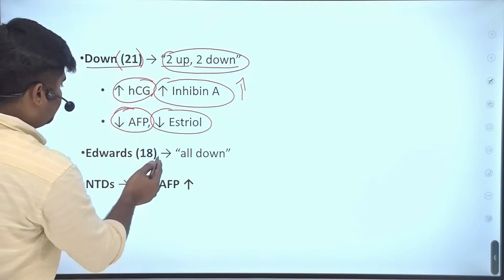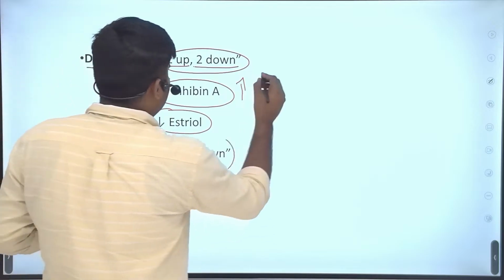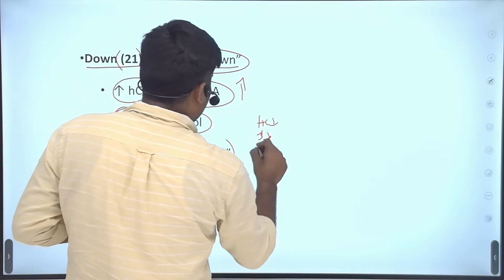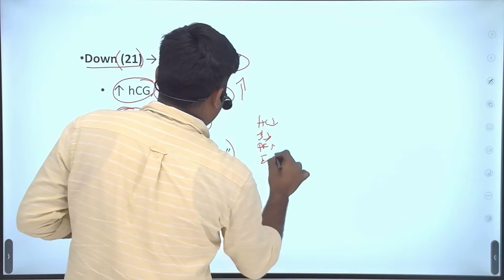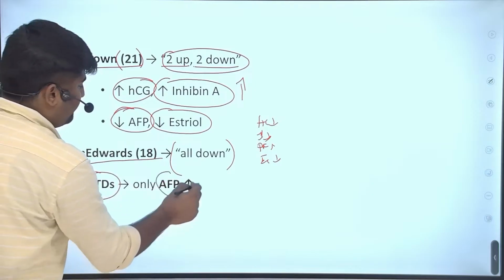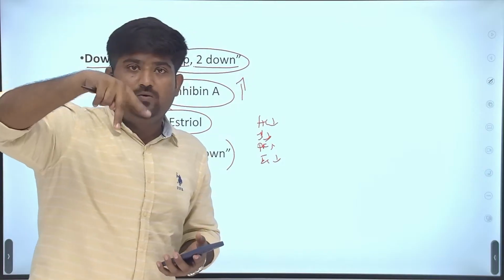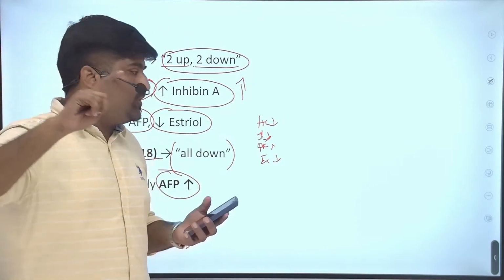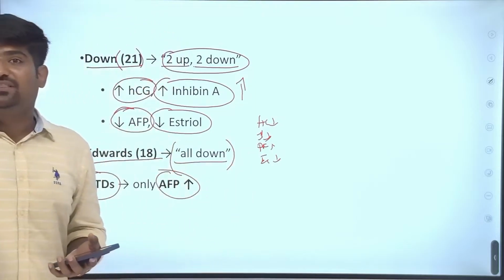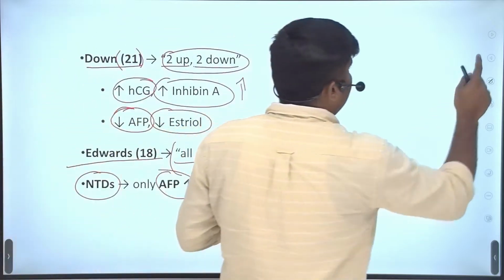In Edwards, that is trisomy 18, all will be down. That is HCG, Inhibin, alpha fetoprotein and estriol will be low. These are the things. In neural tube defects, only alpha fetoprotein we are taking into account. In the quadruple test, two things will be up and two things will be down in Down syndrome. In Edwards syndrome, all will be down, and in neural tube defects, only one thing we are going to consider, that is alpha fetoprotein. Don't be confused here.